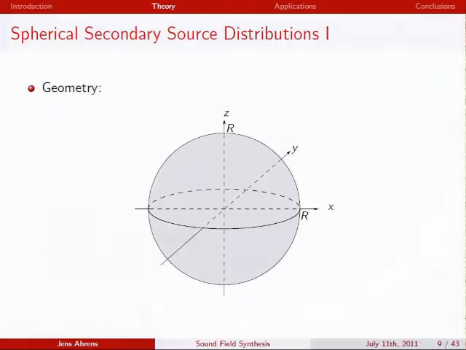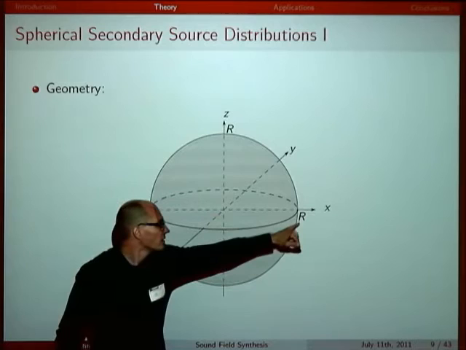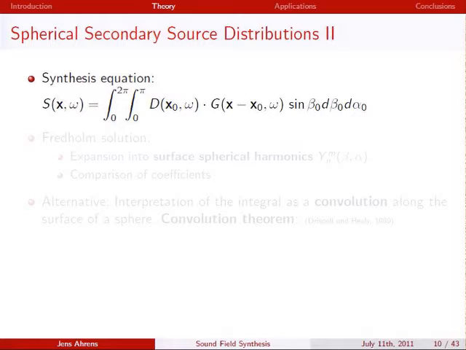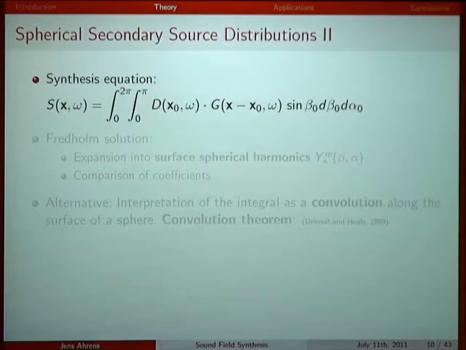Let's assume a sphere which is indicated by the gray shading, which is centered around the origin of the coordinate system. It has a radius uppercase R, and it encloses the target volume. So we want to synthesize a sound field inside this sphere. Then the synthesis equation looks like this. The integral over alpha refers to the azimuth, beta to the co-latitude. And this expression here and here represents integration over a sphere.